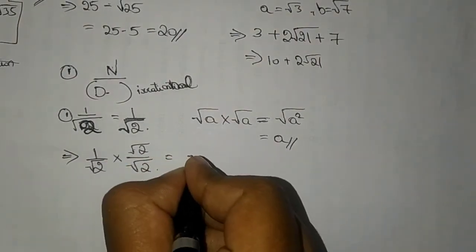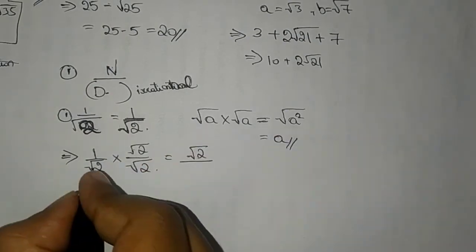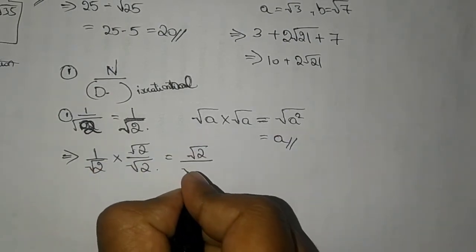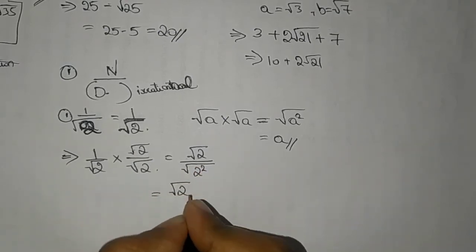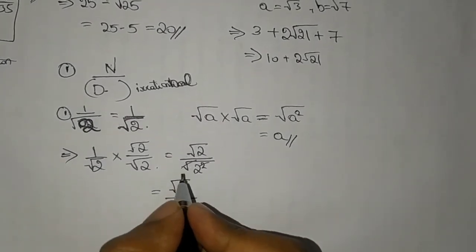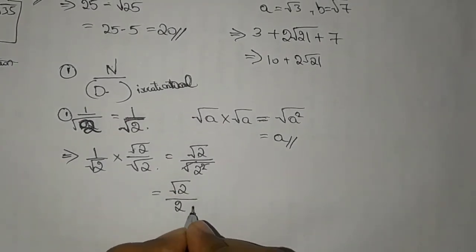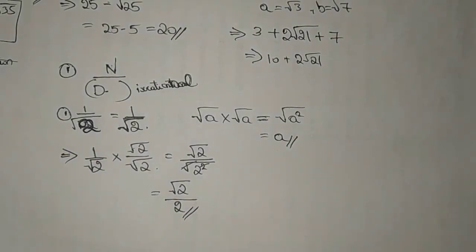What happens here is numerator 1 into root 2, root 2. Same concept, root 2 into root 2, root 2 square. Now root 2 square, square and square root cancel. Yeah, we rationalized our given denominator. So simple. This is quite a simple problem.